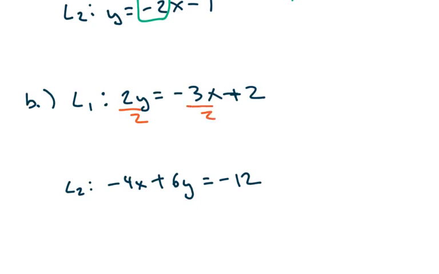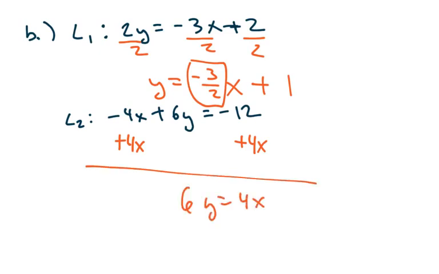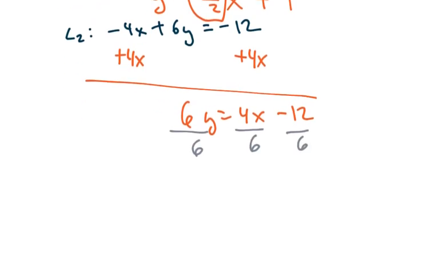not putting in y equals mx plus b, but this is very easy to do. Just divide through by 2. And we get the slope to be negative 3 over 2. On this one, we're going to add 4x to both sides, and we'll get 6y equals 4x minus 12. Then I'll divide through by 6. And y equals 2/3 x minus 2.